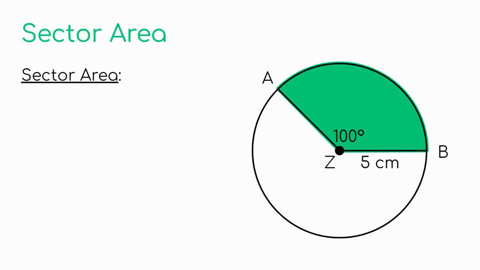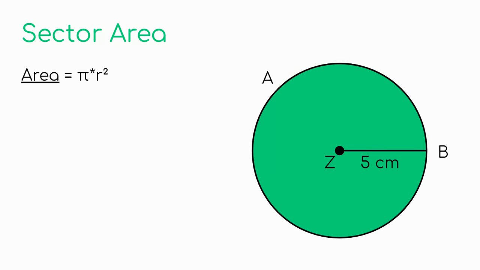And now instead of going the distance along the arc, we're going to find the area inside a sector. A sector is just a fancy word for the section or part of the circle. So we're talking about the area of that shaded green part of the circle. Sector area is going to deal with area, so let's take a step back and refresh on what area is.